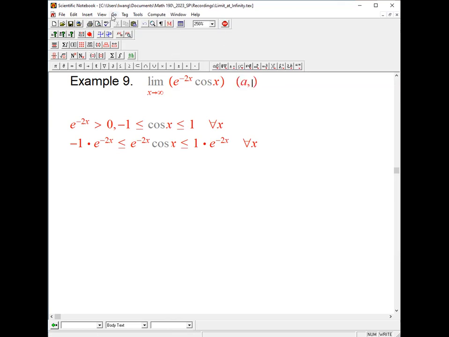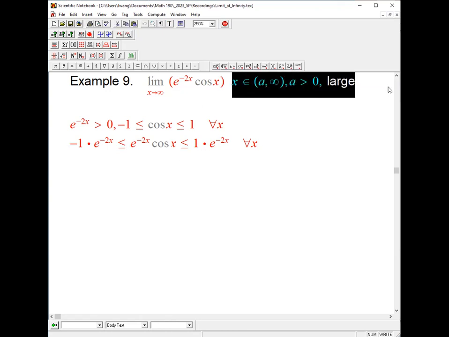Yes, it's the setting given in the definition, right? A is positive and large. And of course, it's also true, so our x belongs to this interval. So x is positive. If it's true for any x, certainly it's true for positive x, right? So that's the setting we're considering.